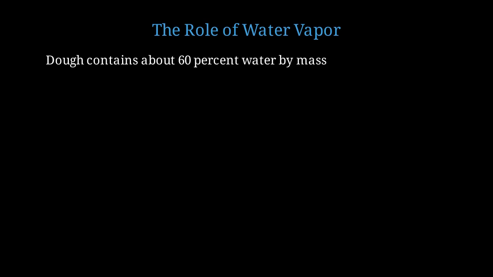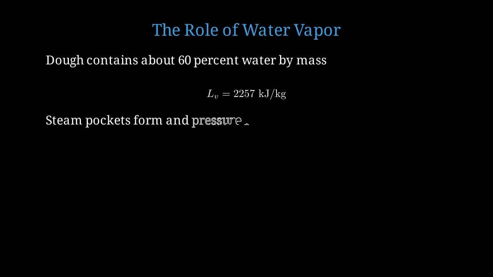Now let's understand what happens when these intense radiation bursts hit the moist dough. Pizza dough typically contains about 60% water by mass. When localized heating occurs, this water rapidly vaporizes. The latent heat of vaporization of water is 2,257 kilojoules per kilogram. This is the energy required to convert liquid water to steam. Steam pockets form beneath the surface. Because the dough acts as a barrier, pressure builds up rapidly inside these pockets.